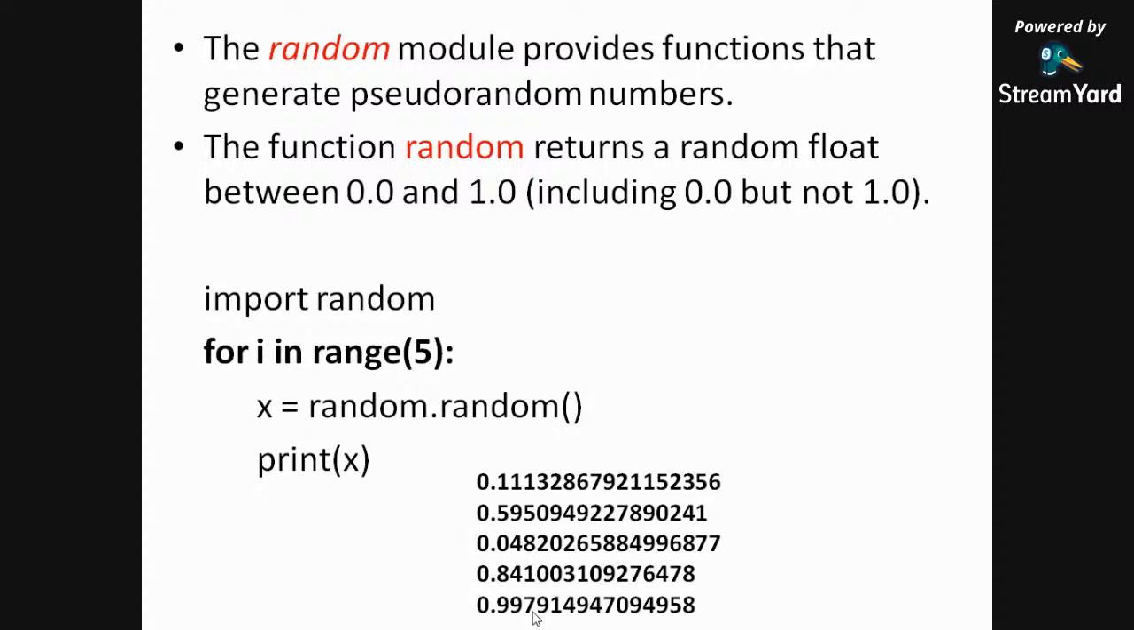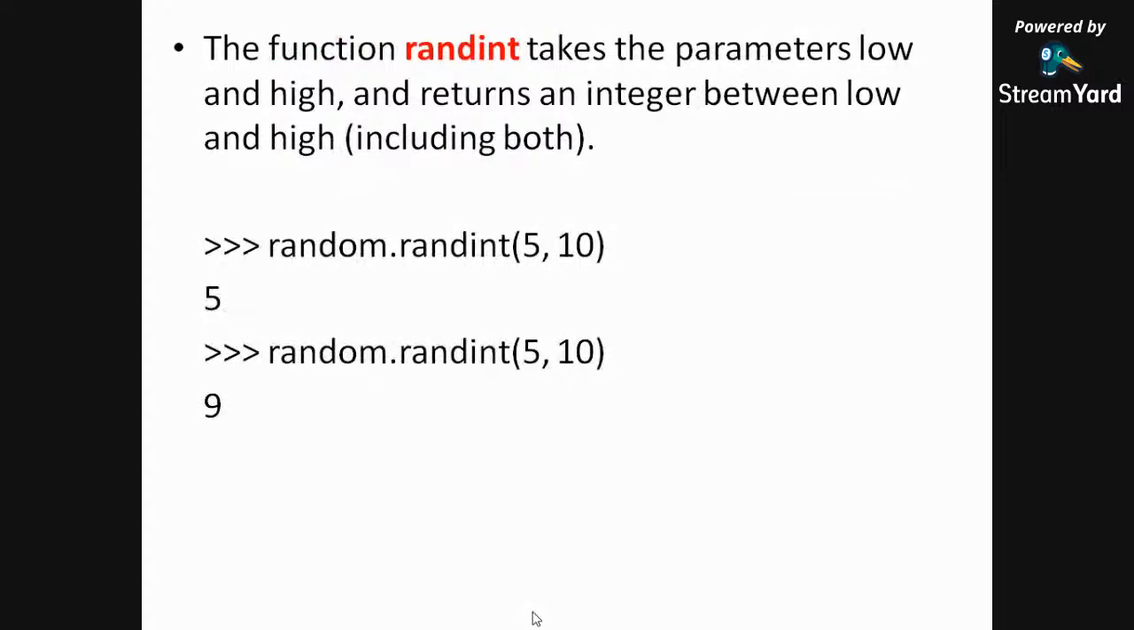Right. This is how we can generate random numbers using a random module and a random function. Then we want random integer numbers to be generated. So then we have randint. This takes the parameters low value and high value, and returns an integer between low and high, including both. So if you want to generate a single random integer number, then you can use it in this form.